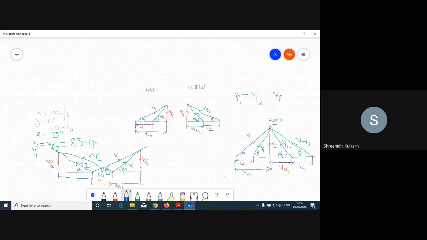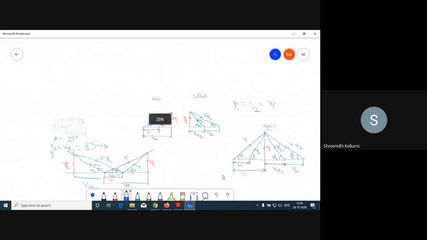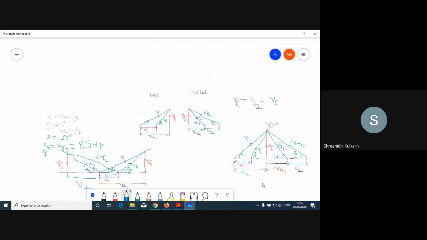Already U is common, because from beta 2 to alpha 2 it is common, and this we call VU2. So this is the outlet velocity triangle. You just check here, the outlet velocity triangle and the inlet one are both the same. Here U1 equals U2, so I'm going to write U1 equals U2 as per the condition.